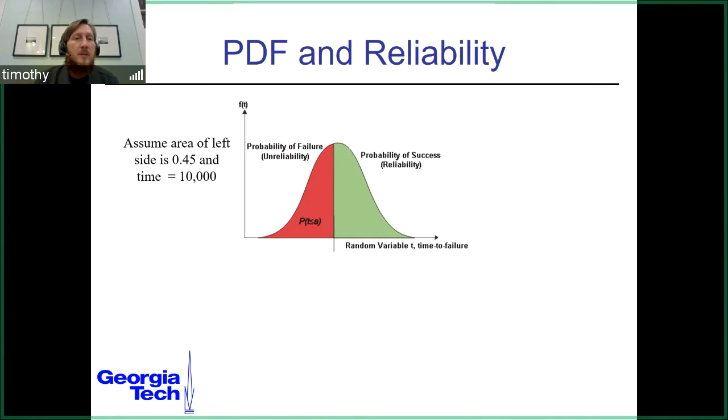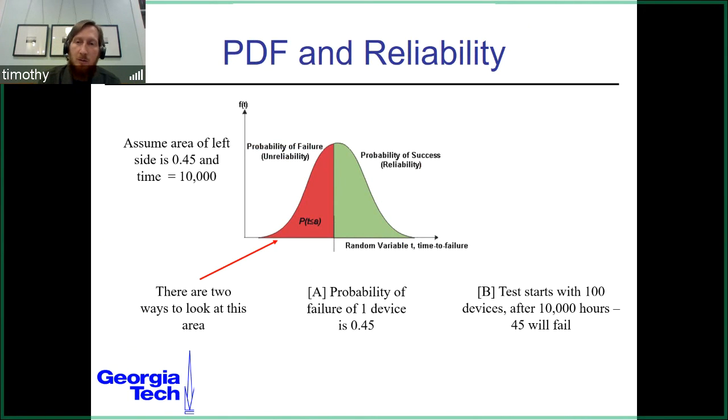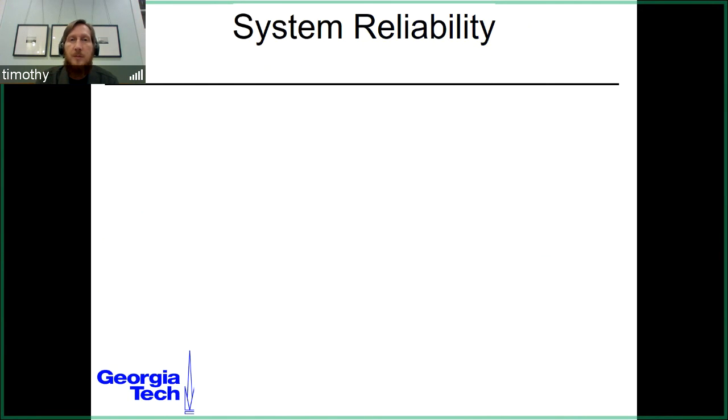Assume the area of the left side is 0.45 and time is 10,000. There are two ways to look at this area. The probability of failure of one device is 0.45. If we think that the test starts with 100 devices, after 10,000 hours, 45 will fail. So you can think about this in a singular view or as a multiple of the number of devices.